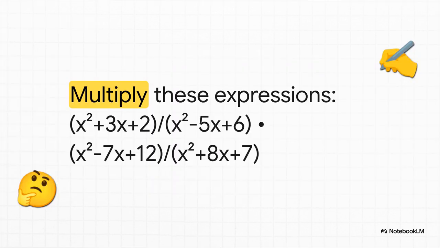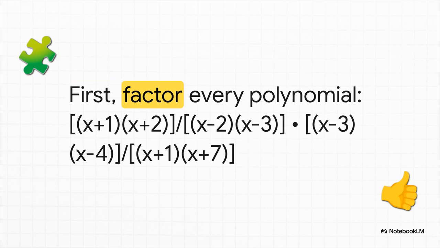All right, let's put this into practice. We'll walk through an example so you can see it in action. We're going to multiply these 2 rational expressions. And yeah, right now it looks like a beast, but don't worry, we're just going to use our simple 3-step process. Okay, step 1, factor. We're going to take every single one of those 4 polynomials and break them down into their simplest parts. See how that first one, the x squared plus 3x plus 2, turns into x plus 1 times x plus 2? We do that for all of them. And look at that. Suddenly the problem looks a whole lot less scary, doesn't it?